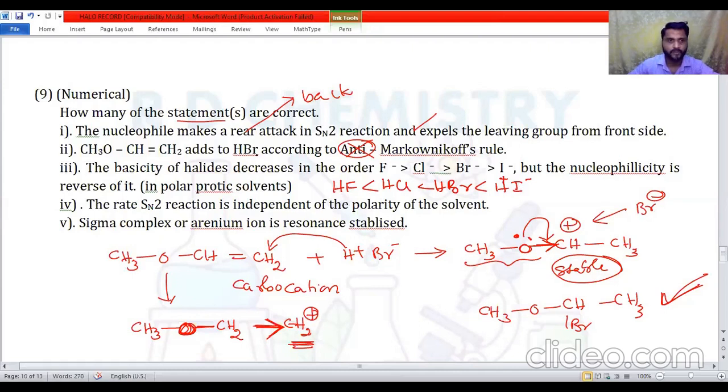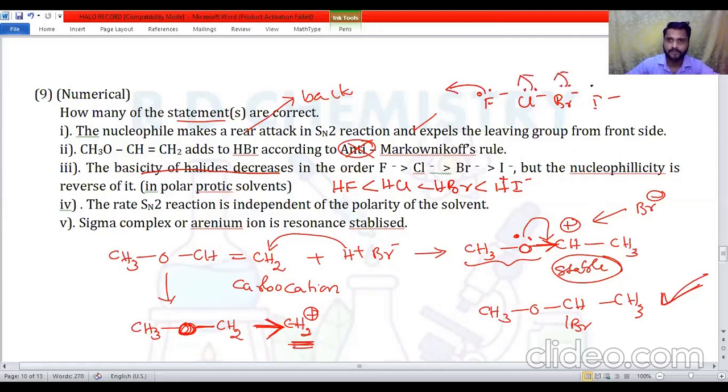Now the reverse way around: the basicity of halides decreases in this order. Nucleophilicity is the reverse order. What is nucleophilicity? We have F minus, Cl minus, Br minus, I minus. Nucleophilicity means it can give electron density to an electron deficient compound.